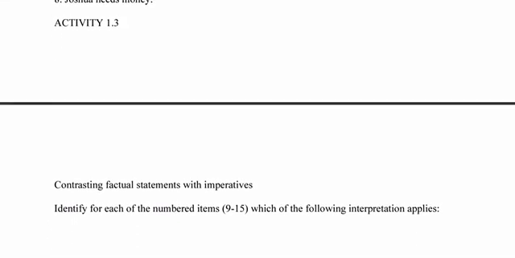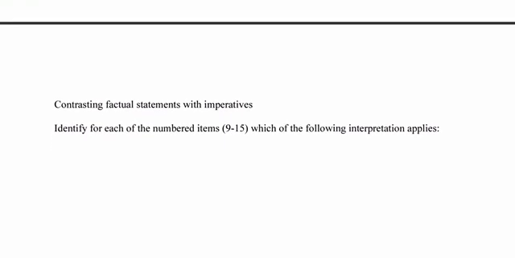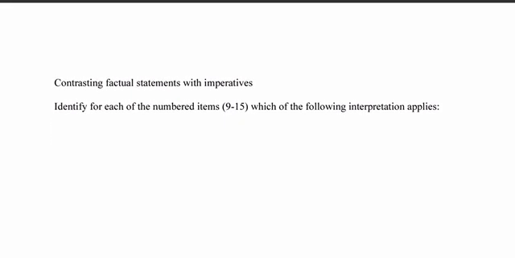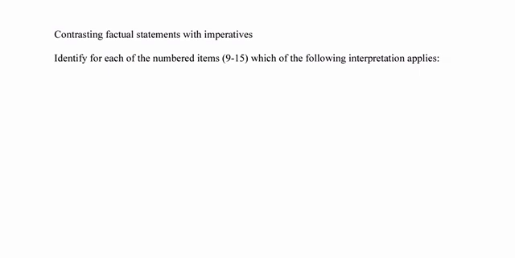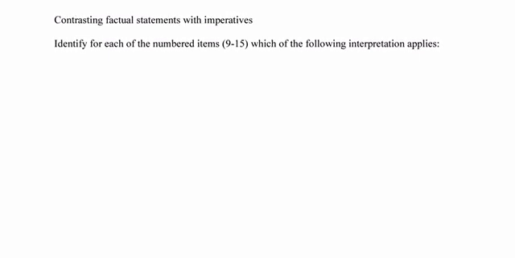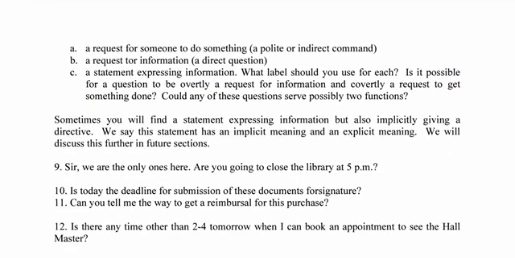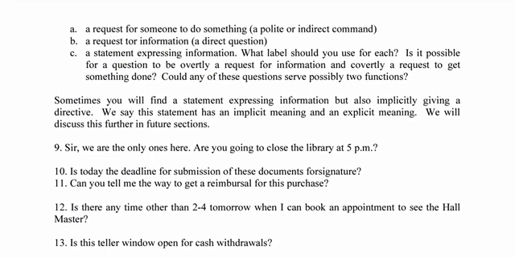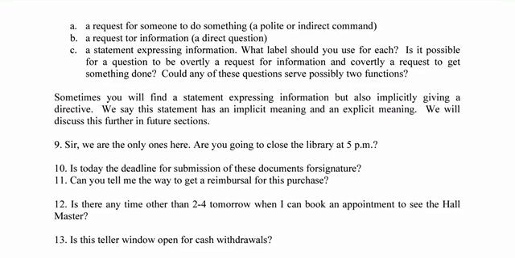Activity 1.3. Contrasting factual statements with imperatives. Identify for each of the numbered items 9 to 15 which of the following interpretation applies. So they want us to know whether A, it is a request for someone to do something, a polite or indirect command, which is an imperative, or B, a request for information, that is interrogative, a question. C, a statement expressing information, that is declarative. What label should you use for each?